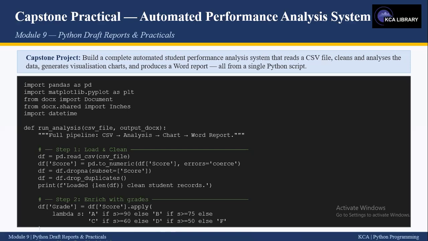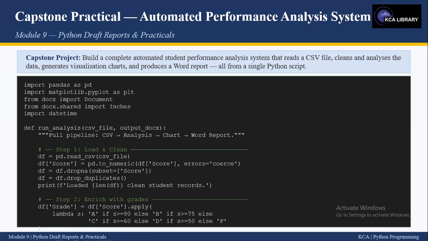The pipeline is structured in 5 steps. Step 1 is to load the CSV file using pandas, convert the score column to numeric, and remove null and duplicate records. Step 2 enriches the dataset by applying a grade classification function to each score. Step 3 computes 5 key statistics: total student count, average score, highest score, lowest score, and pass rate. Step 4 generates a two-panel chart using the Matplotlib library, a bar chart showing grade distribution and a histogram showing score distribution, and saves it as a PNG file.